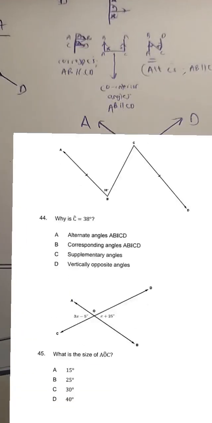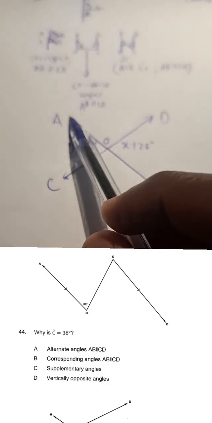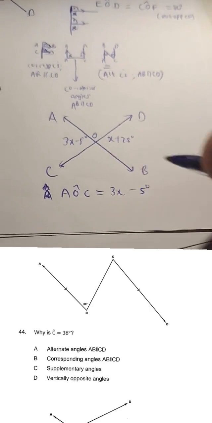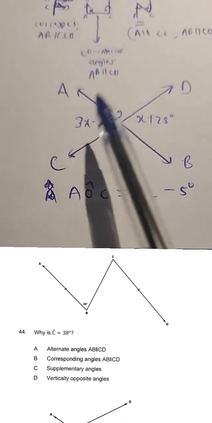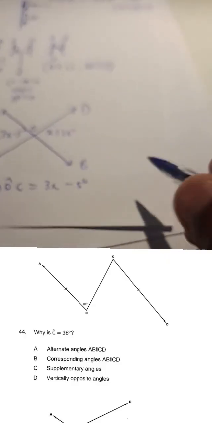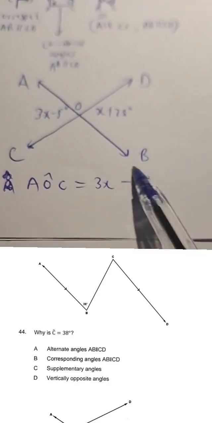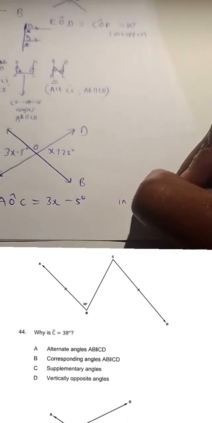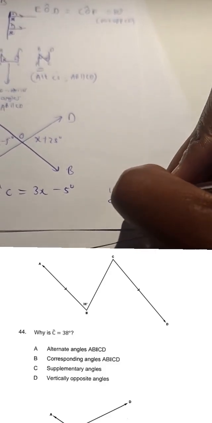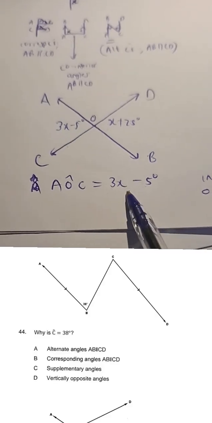So we have, this is something else I want to basically say. Angle AOC, if we write this, angle AOC is equal to 3x minus 5 degrees. Guys, I want to mention that when you say angle AOC is 3x minus 5 degrees, this angle is an angle written in terms of x. We say this is in terms of x. Okay? In terms of x.